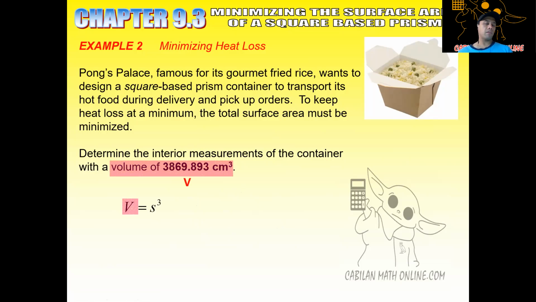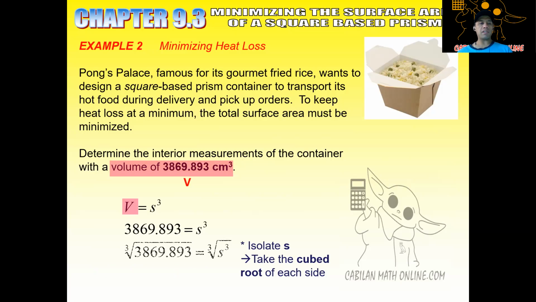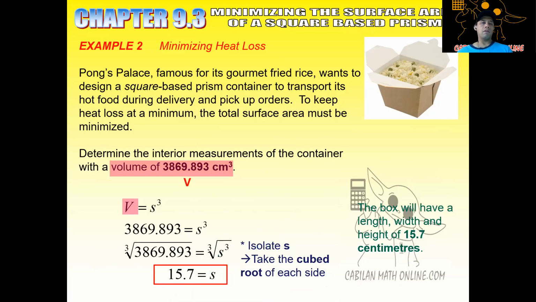Just like the previous example, we're going to replace the 3,869.893 in for the V, and then from there, take the cube root of that. When we take the cube root of that number, it's going to give us 15.7 centimeters. So that's what you need to do to figure out the length of the sides where the volume is maximized and the surface area is minimized.